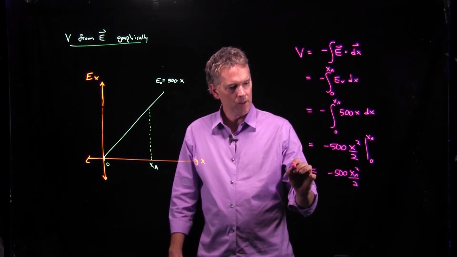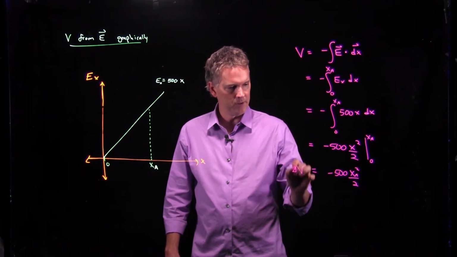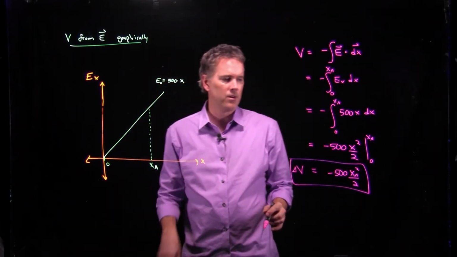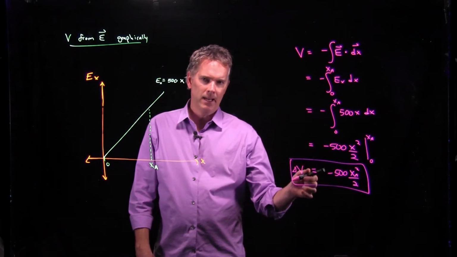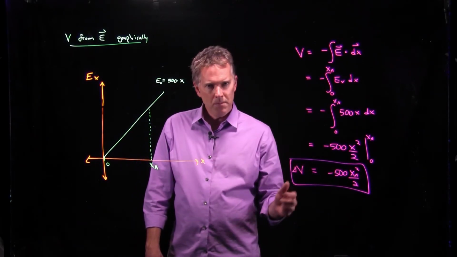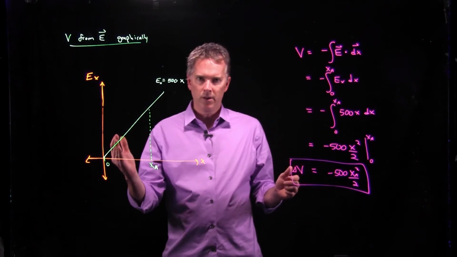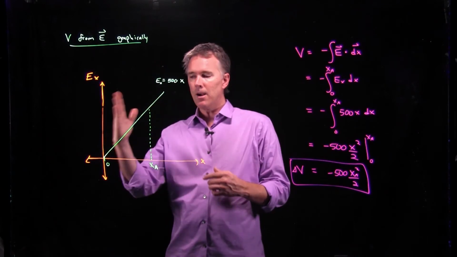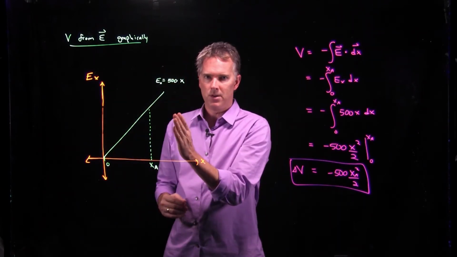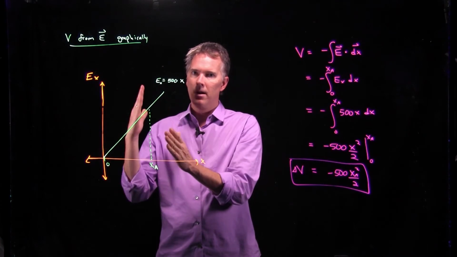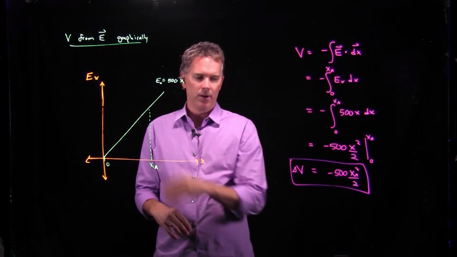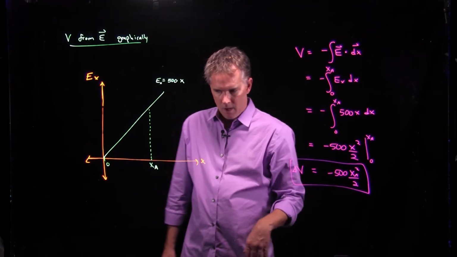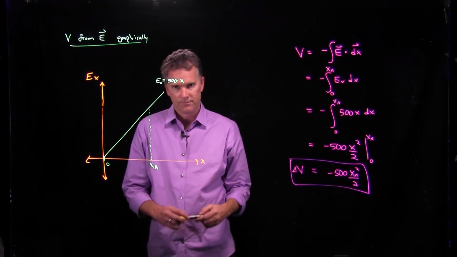So this is delta V, specifically. It's the potential difference between xa and 0. And what it says is it's a negative number. That should make sense to you, because if the electric field is pointing in the x direction, you have to have higher potential on the left side, lower potential on the right side, just like you had with charged plates. Positive on the left side, negative on the right side, and that's why this delta V, in fact, goes down.